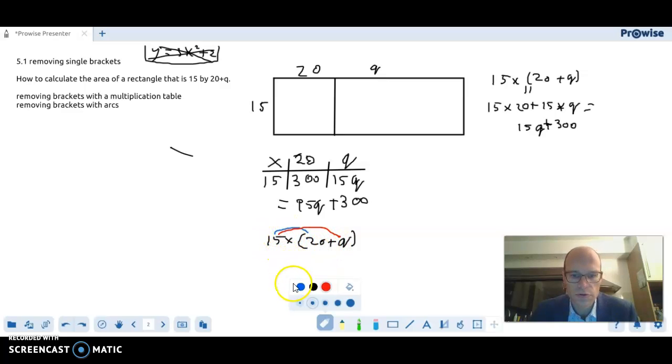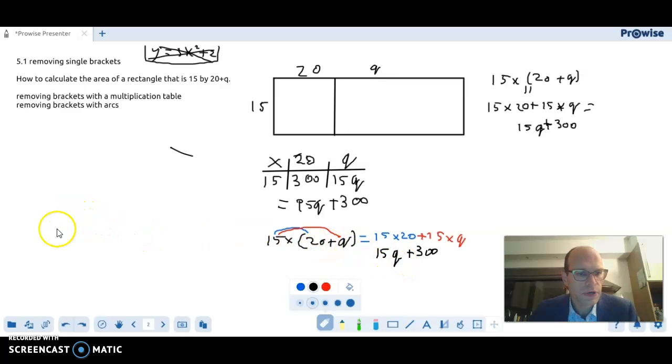So first I'm going to do the blue one, this 15 multiplied by 20. And then I'm going to do the red one, 15 multiplied by q. And I'm going to write it down very nicely: 15q plus 300. That's it. This is if you do it with arcs.